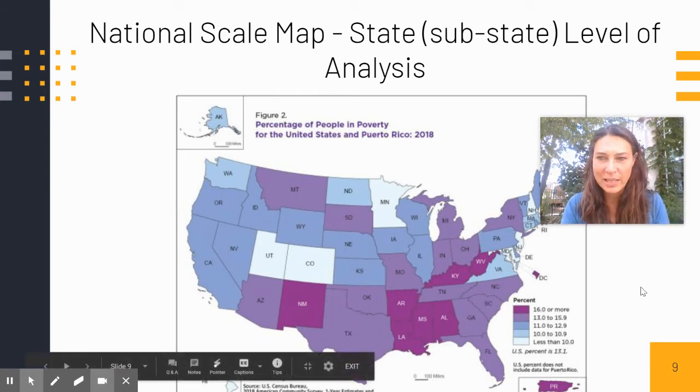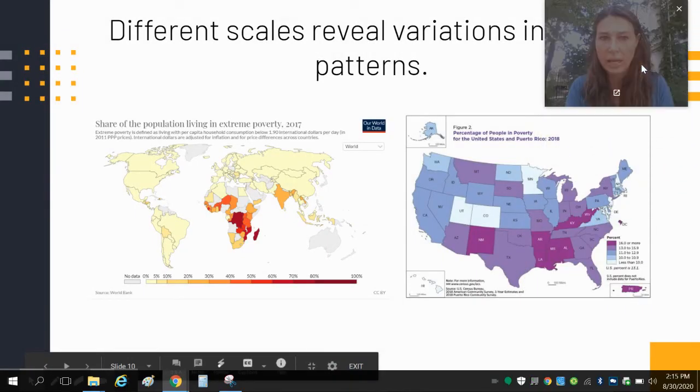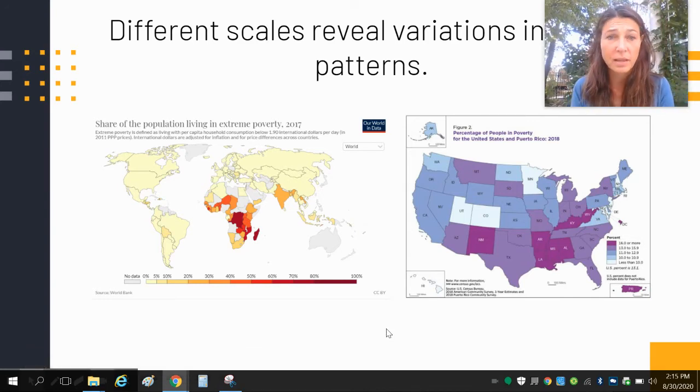Now, I don't know if you remember the last map, but I want to put them side by side, and we're going to have a little chat about how when you change scale, you change your understanding of a phenomenon. So here we're talking about percentage of people in poverty, right? That is the topic of both of these maps. That is the phenomenon that is being identified in these maps.